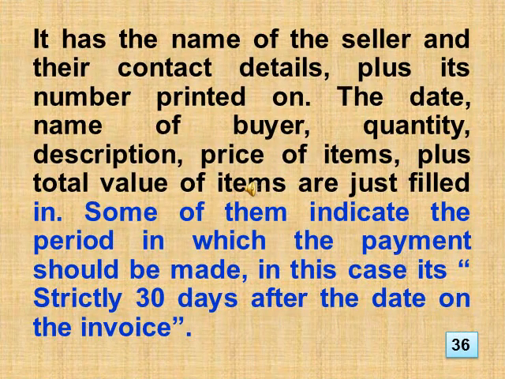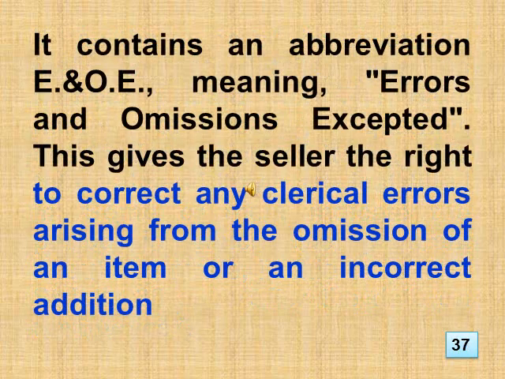It has the name of the seller and their contact details, plus its number printed on. The date, name of buyer, quantity, description, price of items, plus total value of items are just filled in. Some of them indicate the period in which the payment should be made. In this case it's strictly 30 days after the date on the invoice. It contains an abbreviation E&OE, meaning errors and omissions excepted.